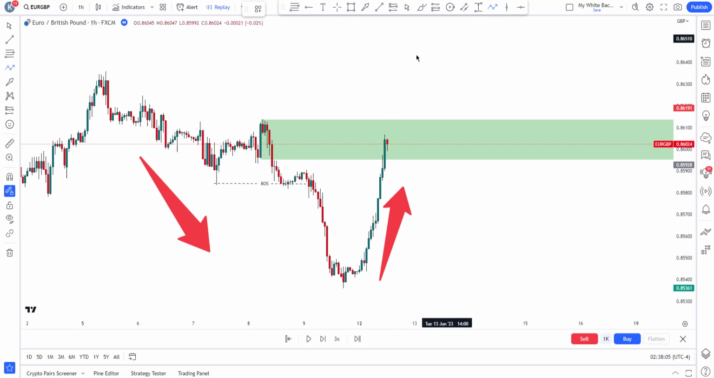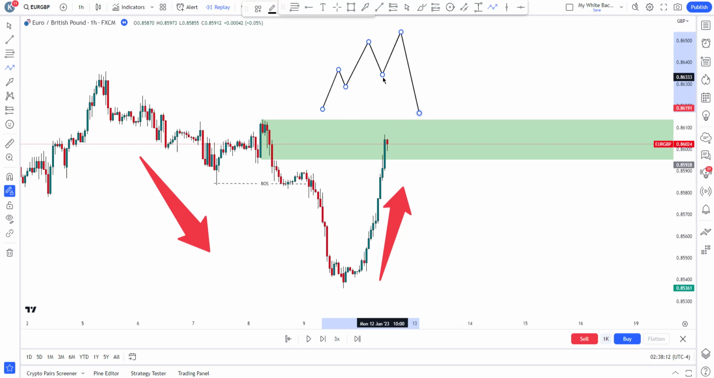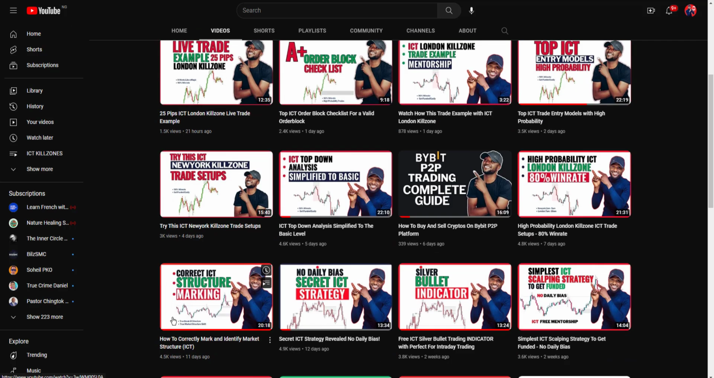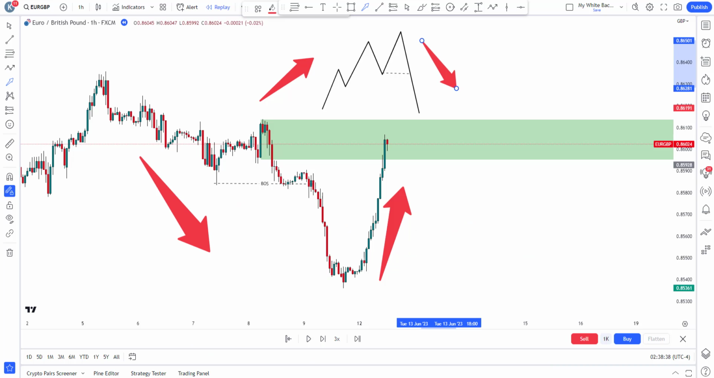Shift in market structure simply means we have something like this. We are in an uptrend, and then we have a trade taking out the last high that price actually pushed. So when we see this, it means we have shifted market direction from an uptrend to a downtrend. I have explained this in detail in my video. You can find this video about correct ICT structure marking. It can help you a lot. So this is a shift in market structure.